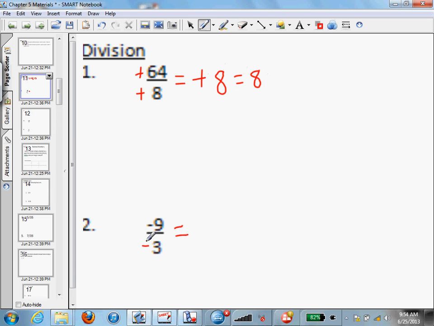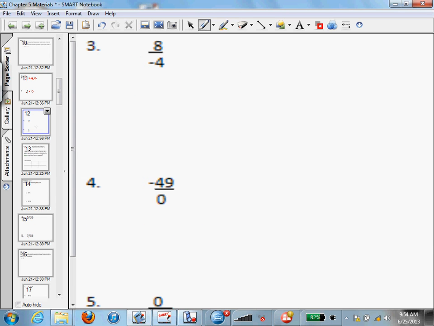With number 2, we have a negative divided by a positive. And according to our rules, we're going to have a negative happen. And now just carry out our division: 9 divided by 3 is just 3. Okay, looking at number 3, since there's nothing out in front of this 8, we can consider that a positive. So a positive divided by a negative is a negative. And now we just carry out division of 8 divided by 4, which is 2.